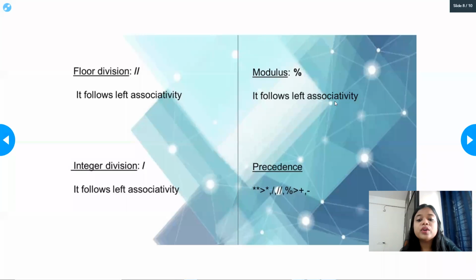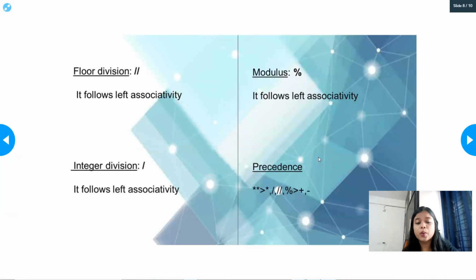And now coming to our precedence. So what is basically meant by precedence? It means which of the operators that we learned till now has the highest priority. So basically the exponential operator has the highest precedence, and then come the star, division, and modulus. Division, float division, integer division have the next precedence, and plus and minus, or addition and subtraction, have the least precedence.